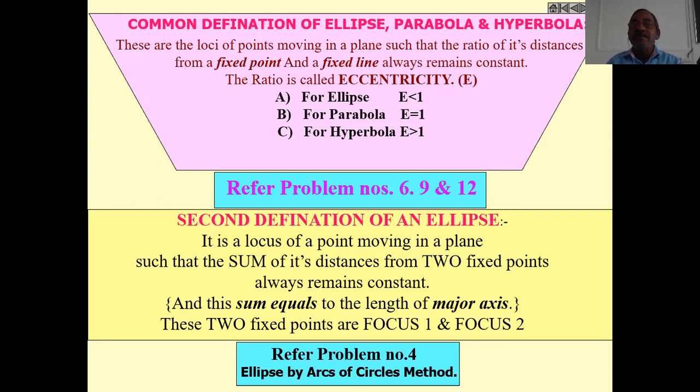Intersecting arcs method. The second one is the oblong method, or we also call it the rectangle method. The third one is the parallelogram method. The fourth one is the concentric circles method. So these are the 4 methods. One by one we'll discuss. Let us go for the very first one, that is the arcs of circles method or intersecting arcs method.